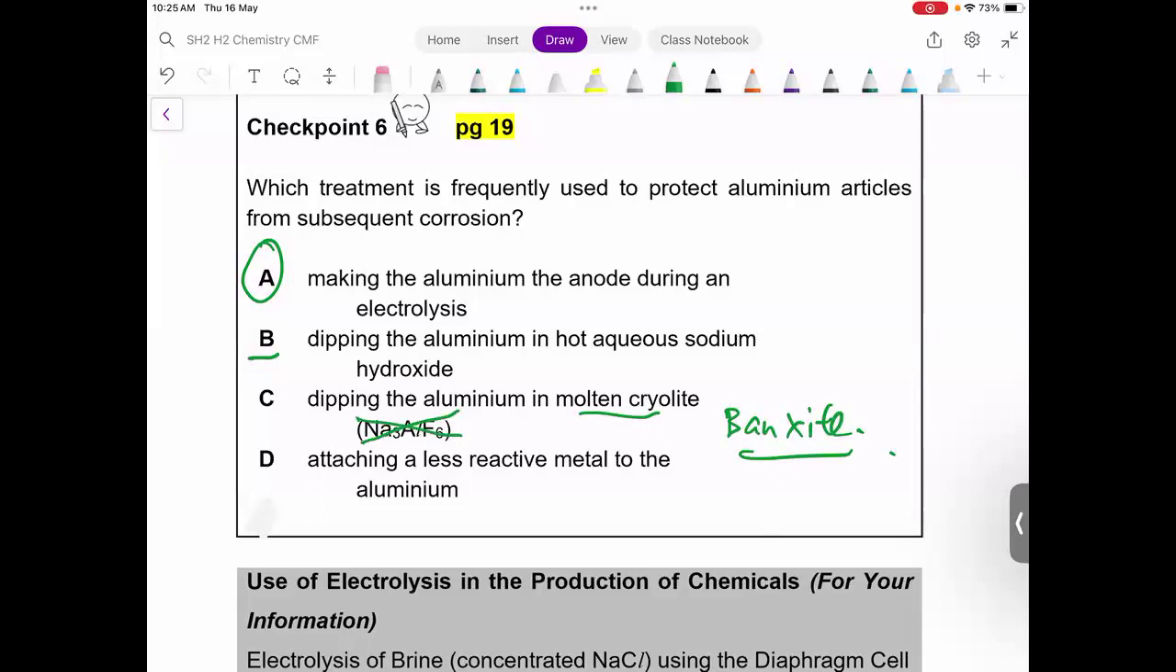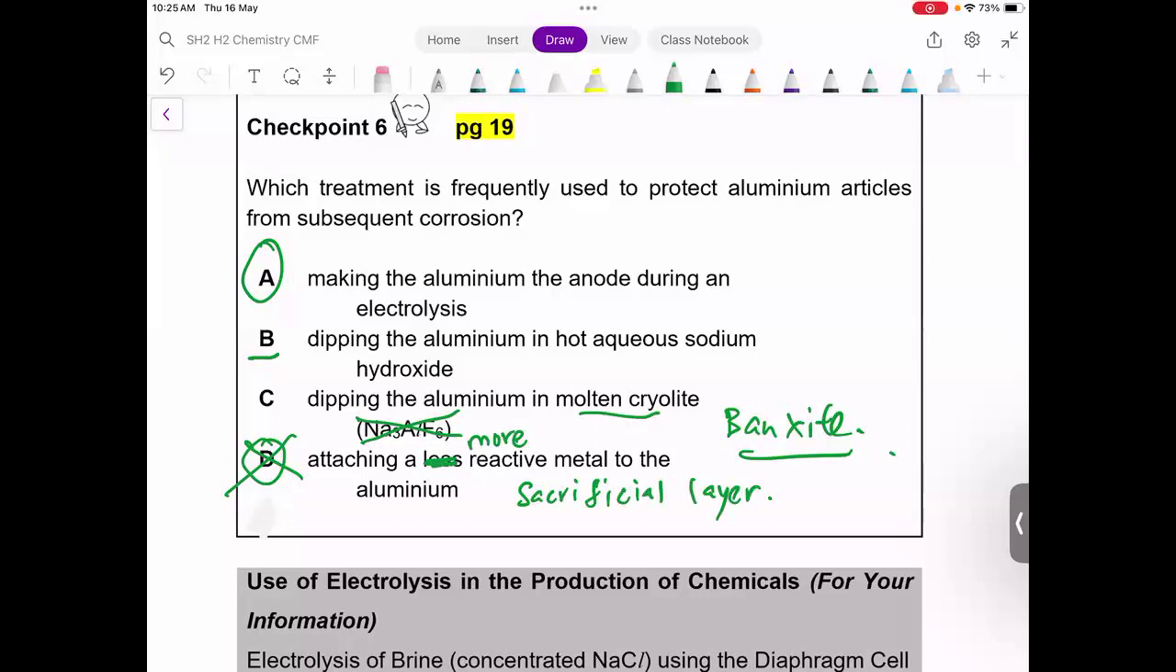Then the Denmark option cannot be the answer. Why? What's wrong with it? So in this case, if you want to protect your aluminium, then you should be coating it with a more reactive metal. So we label this as a sacrificial layer. Have you heard of this before? Yeah, okay. So this one is not correct because you should use a more reactive metal. Okay, back to my question. What's wrong with option B?